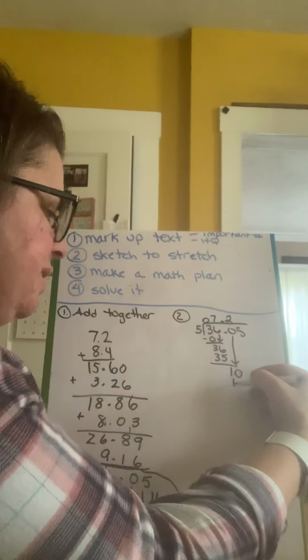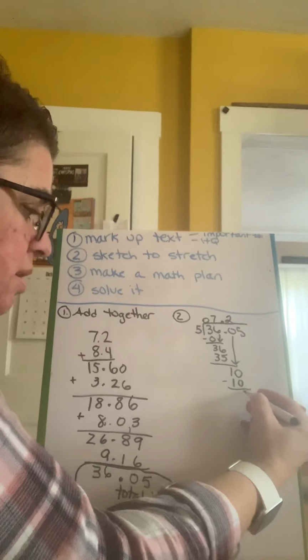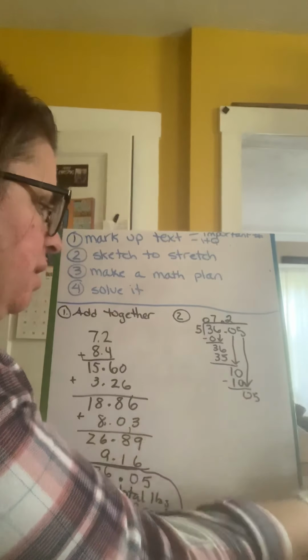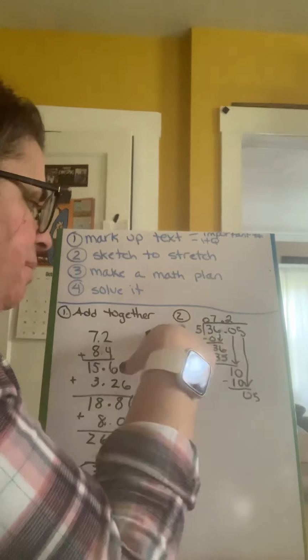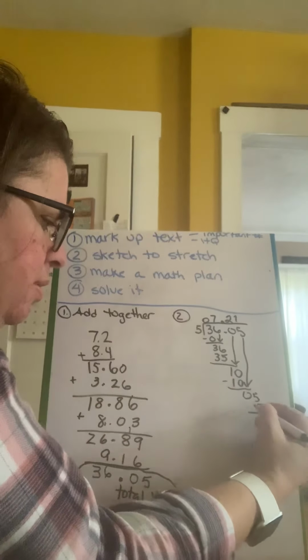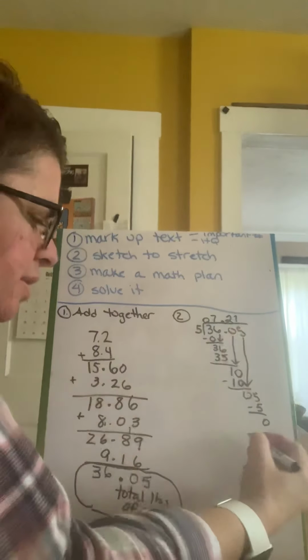Now I have 10, 2 groups. 2 times 5 is 10, and I'm kind of going quickly through the division because I know that you've worked with that already. 0. And I'm going to hold you responsible for knowing it. 5, and I want to make a group of 5. They each get 1. All right, so then I have an answer here, 7.21.